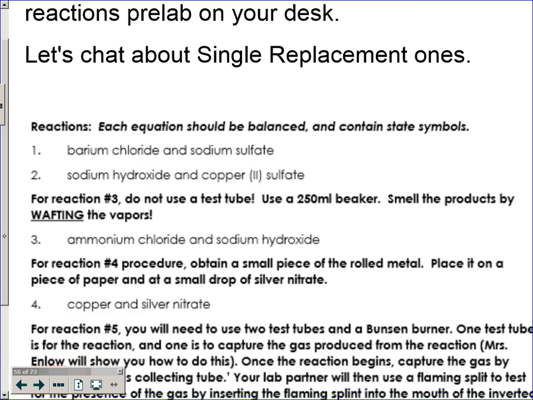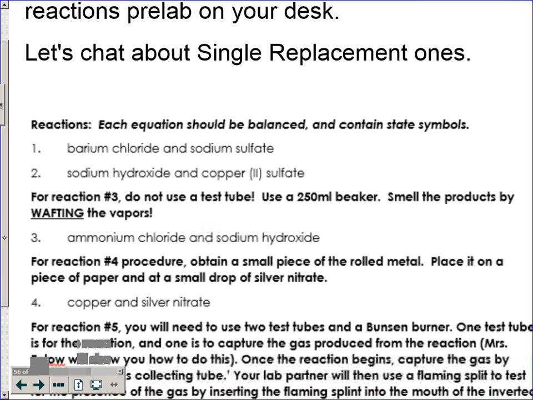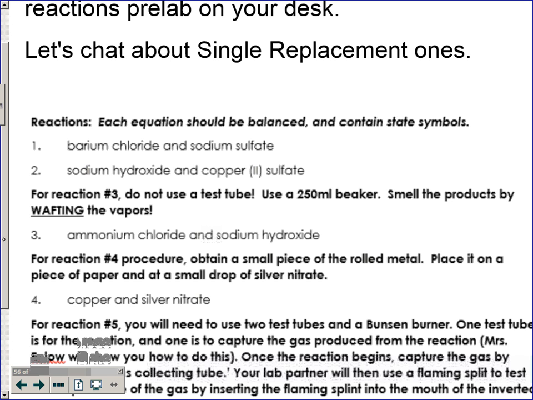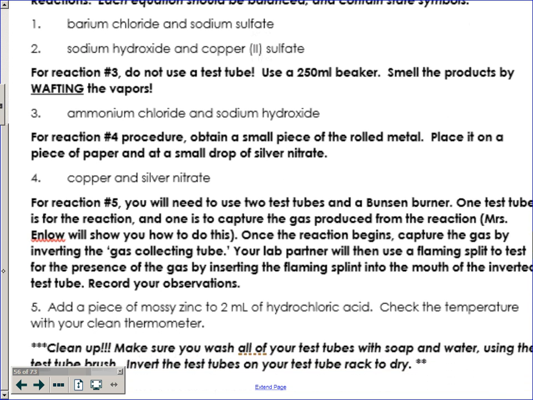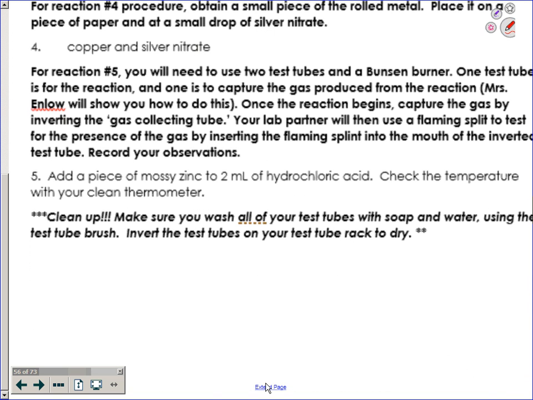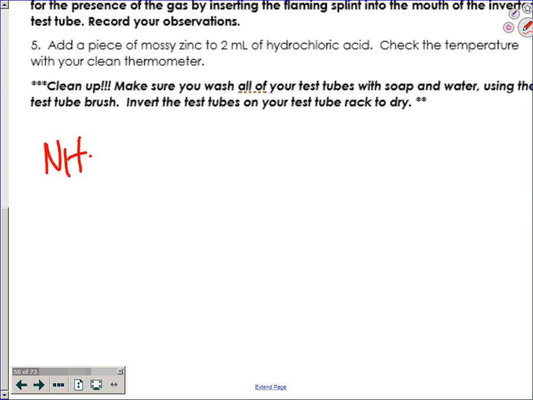So in terms of 1 and 2, I think you should be fine with those being double replacement and determining the solubility. This is exactly what we did yesterday. Number 3, what did you get for your products? Ammonium hydroxide. So you got one. The initial reactants were ammonium chloride and sodium hydroxide, yes?